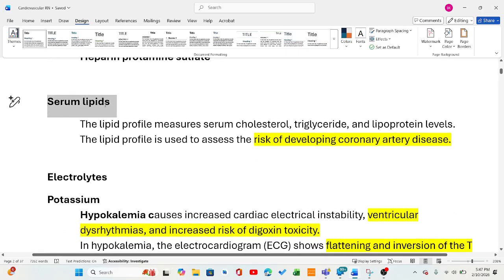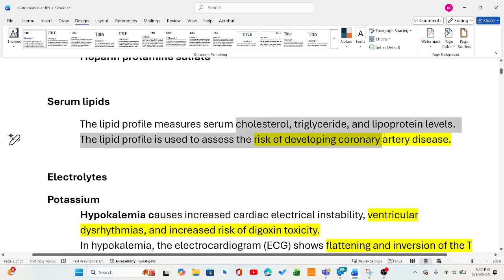Now, our next one I'm going to talk about as far as labs is going to be serum lipids. So with lipids, think about cholesterol. That is going to be tested most of the time. When you have this cholesterol or triglycerol building up in your body, or you have high levels, it puts the patient at risk of developing what we call coronary artery disease. So the building up of this cholesterol, the triglycerol, is what we call atherosclerosis. So this will put the person at risk of developing coronary artery disease.